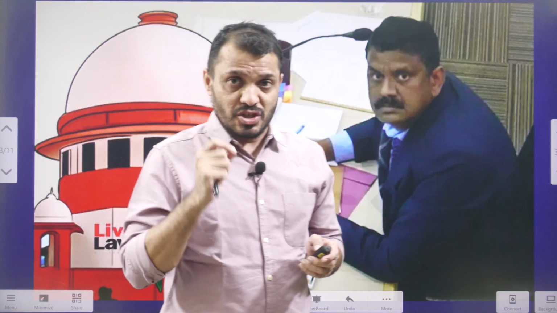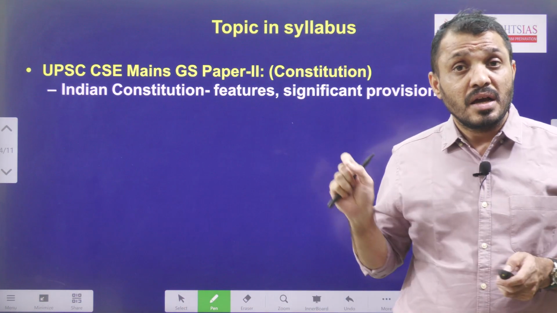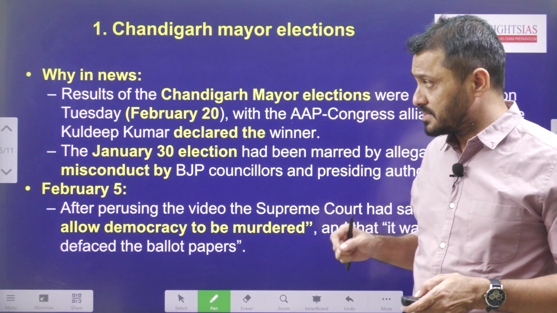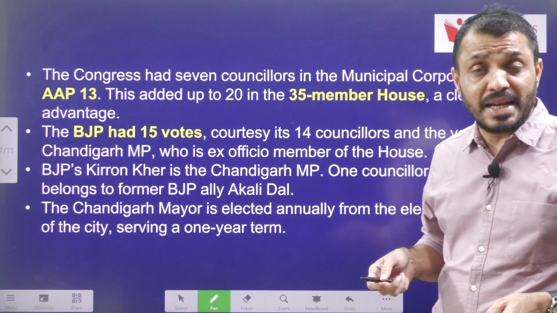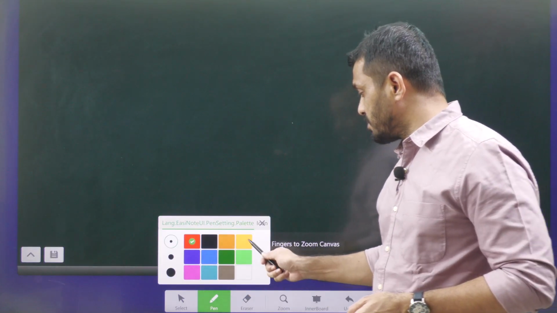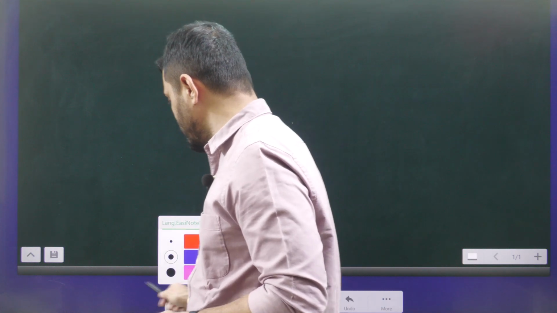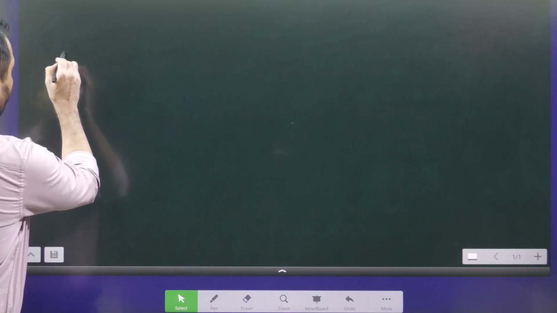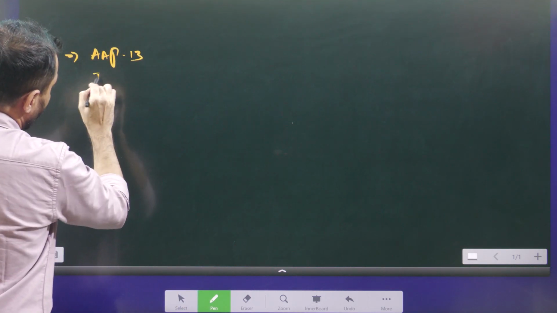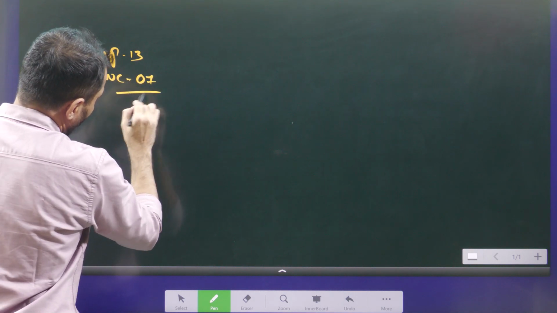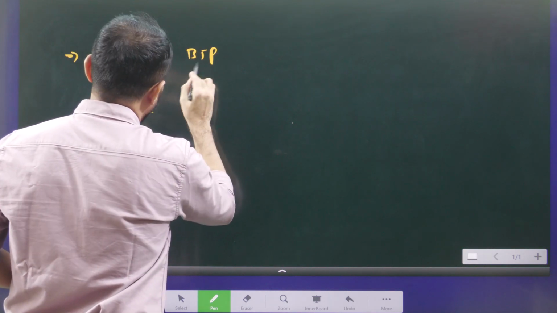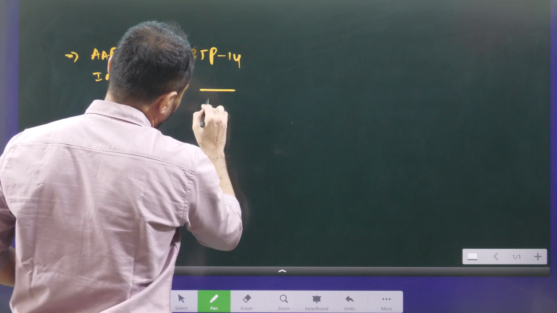In the recent election, the three major parties are Aam Aadmi Party, Congress and BJP. Now let us first look at the strength. Aam Aadmi Party has 13 MLAs and Congress has 7 MLAs. They both formed an alliance. So AAP has 13 seats and INC has 7 seats, overall 20 seats. And BJP had 14 seats.